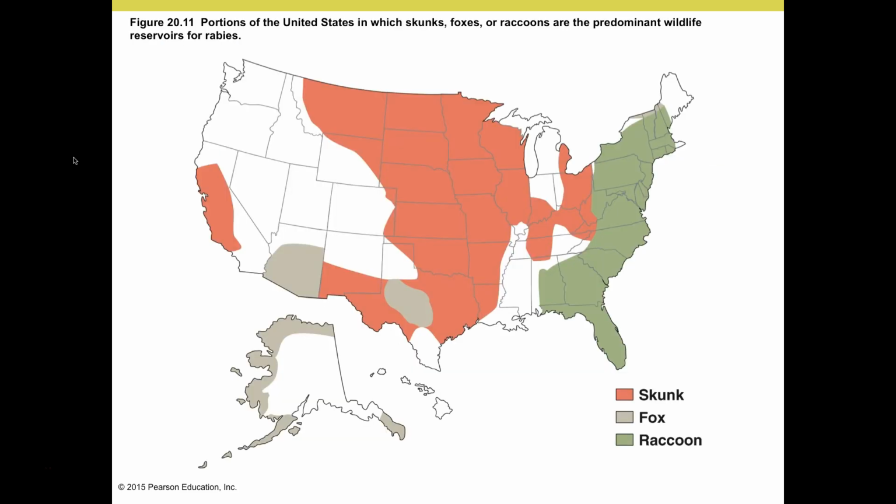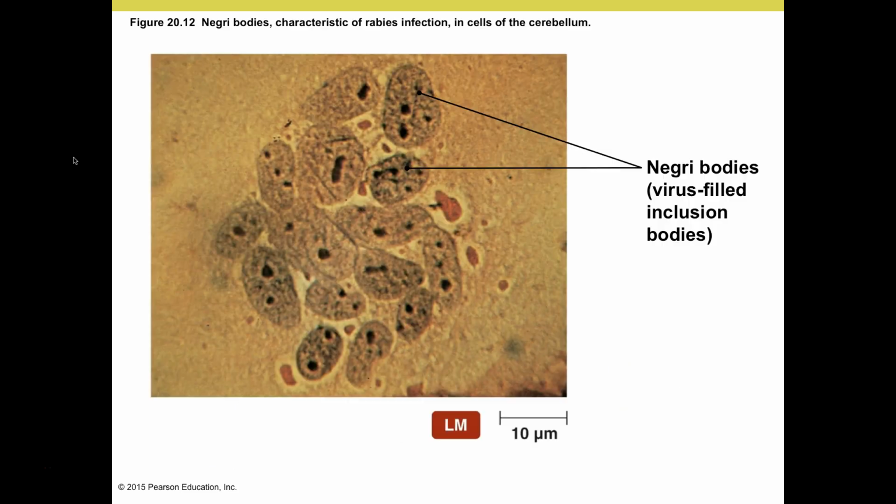And these are the portions: we have skunks, foxes, or raccoons, which are the predominant reservoirs for rabies. These Negri bodies, again, this is analysis of the brain, postmortem.